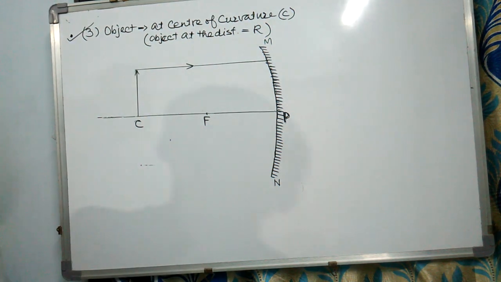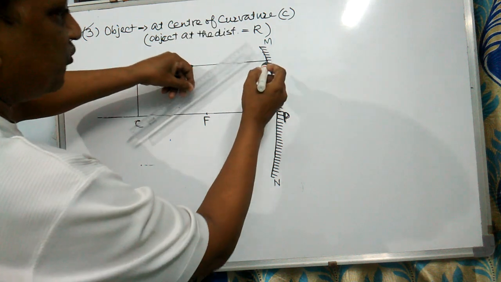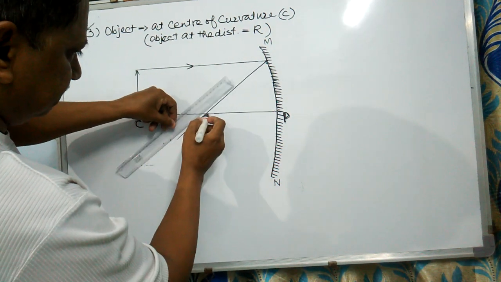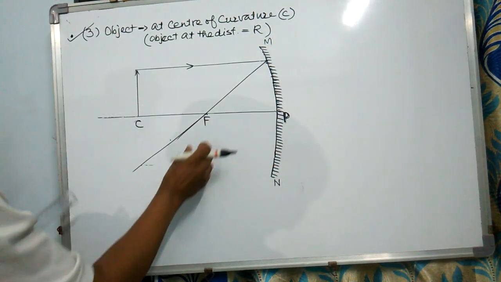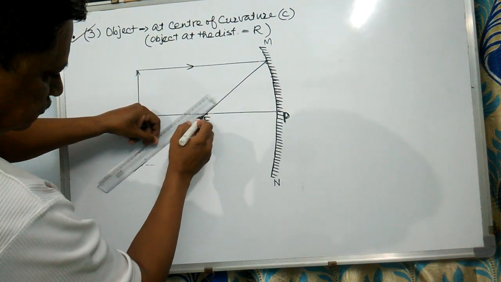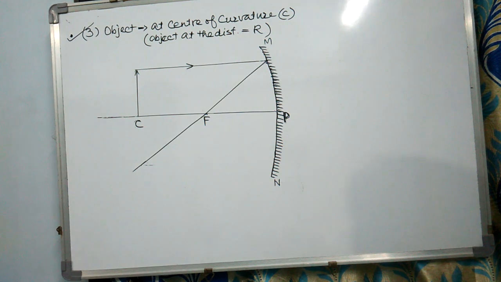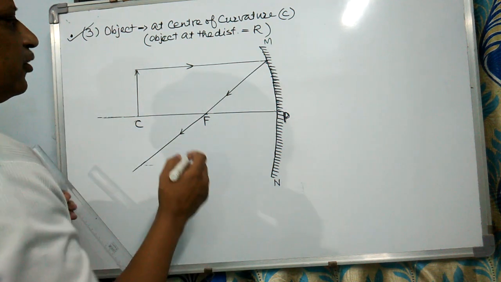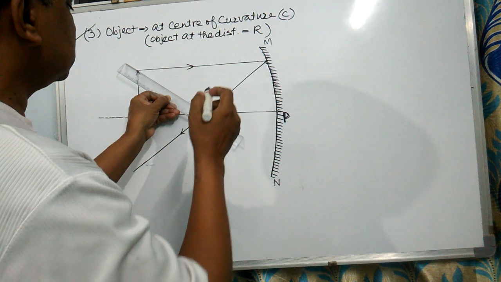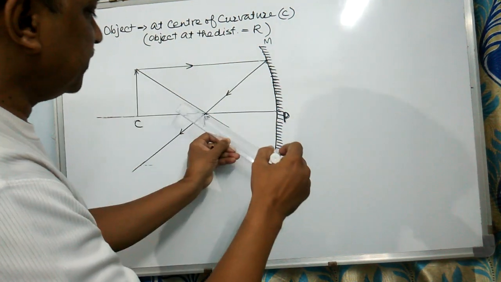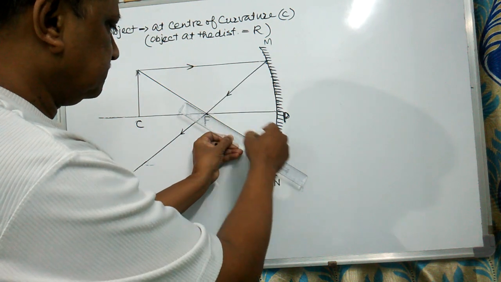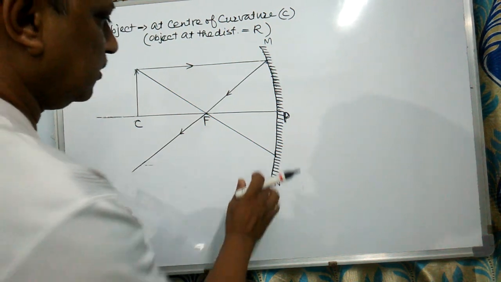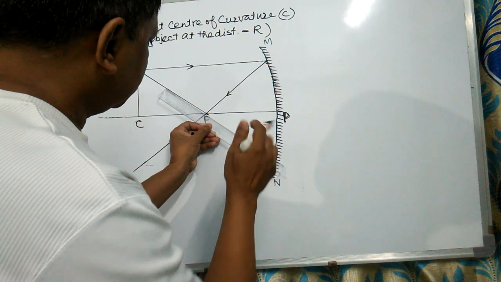Now first ray. First ray incident parallel to the principal axis on the reflecting surface of the concave mirror, and after reflection it passes through F. Now the second rule is: the ray passes through F, and it should be a straight line.